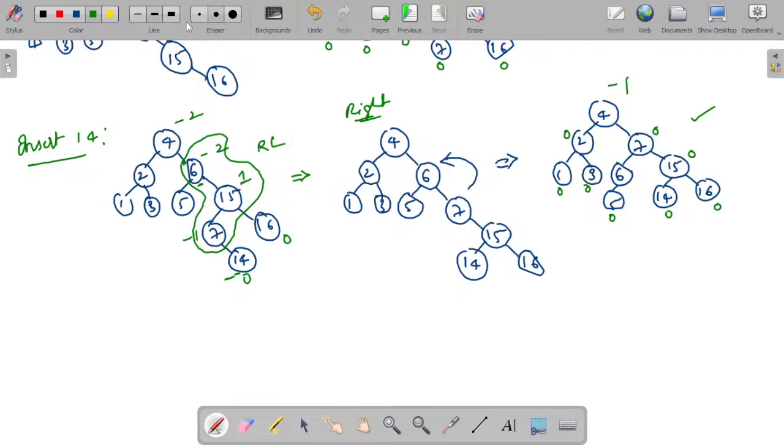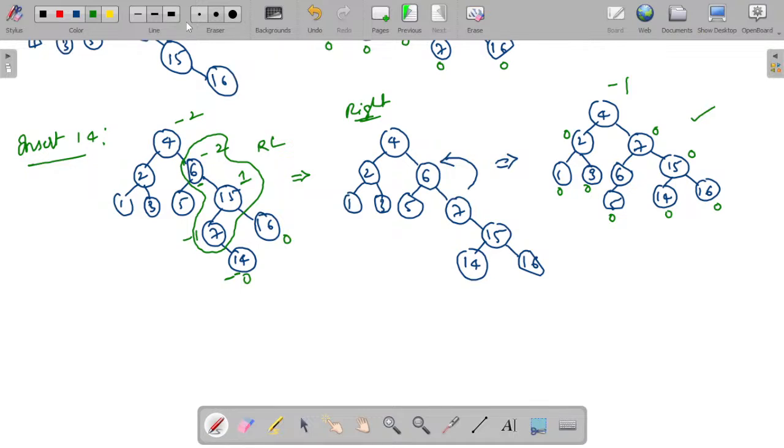How did 4 become a root node? So the question is asked by Tendulkar: why is 4 a root node?